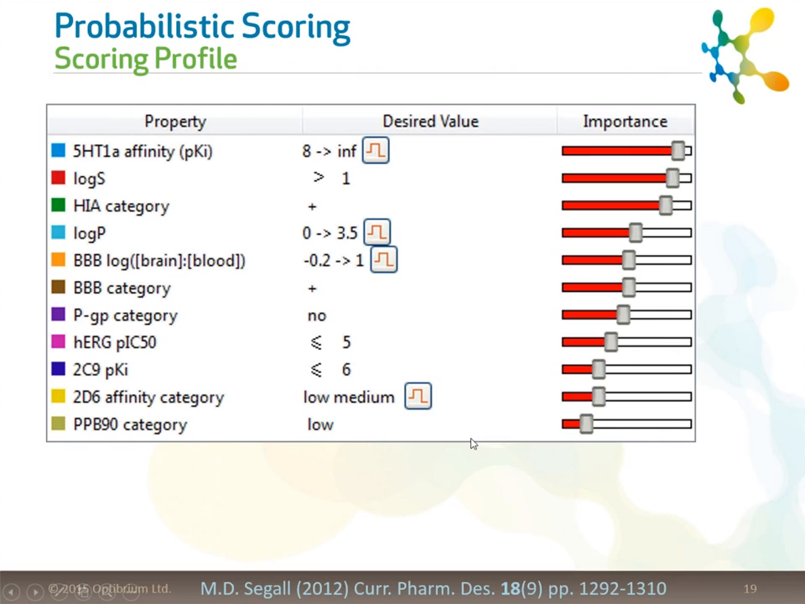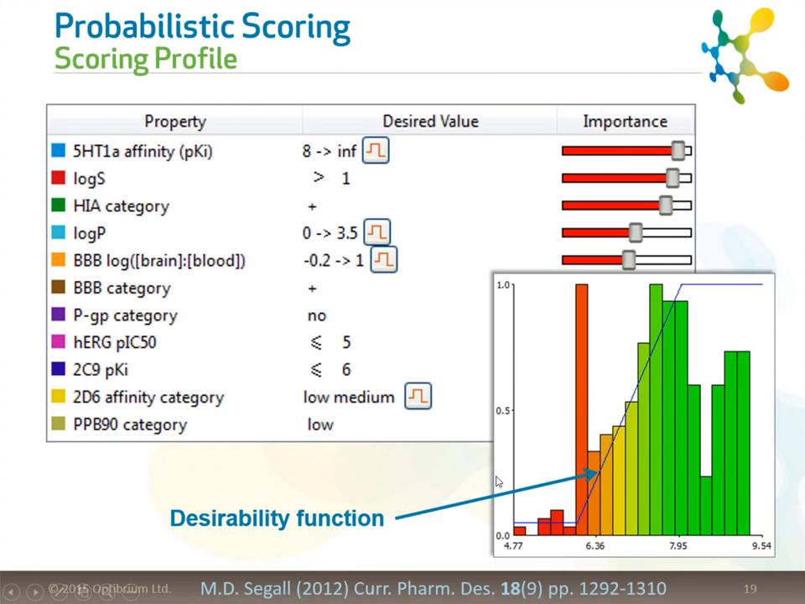And just to point out that you don't have to have hard cutoffs or filters. You can actually use so-called desirability functions to be more subtle about the distinction between compounds. It's not good or bad, but there are shades of gray, or in this case, orange in the middle.